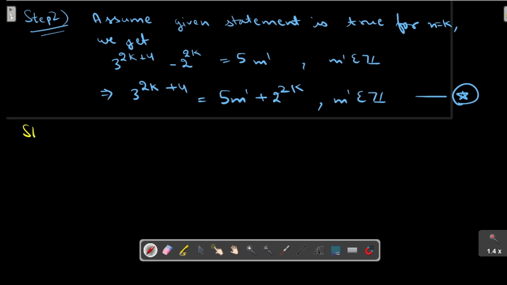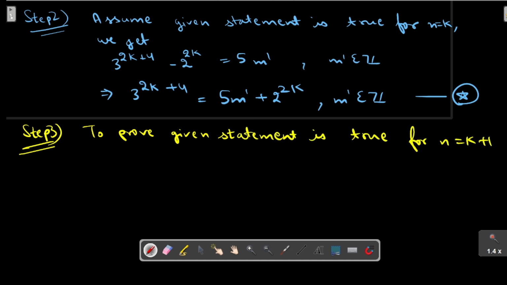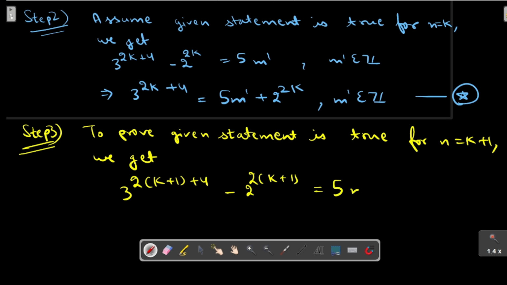Now, step 3. To prove the given statement is true for n is equal to k plus 1. So what do you get? 3 to the power of 2(k plus 1) plus 4 minus 2 to the power of 2(k plus 1) is equal to 5m double dash, where m double dash belongs to integers.